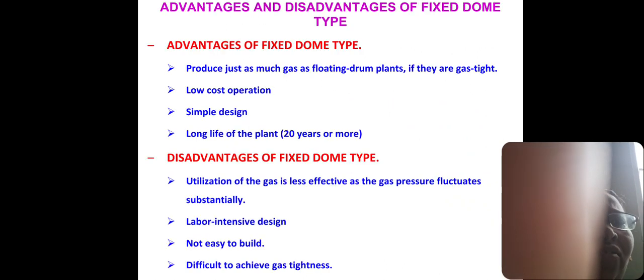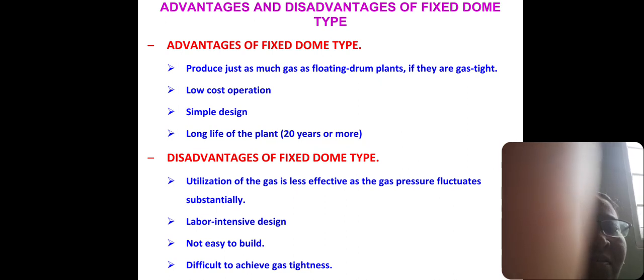The advantage of fixed dome type is that it can produce just as much gas as the floating drum plants if they are gas tight, with low cost operation, simple design, and long life, about 20 years lifetime. Disadvantages of fixed dome are labor intensive design, not easy to build, difficult to achieve gas tightness, and utilization of gas is less effective as the pressure fluctuates substantially.